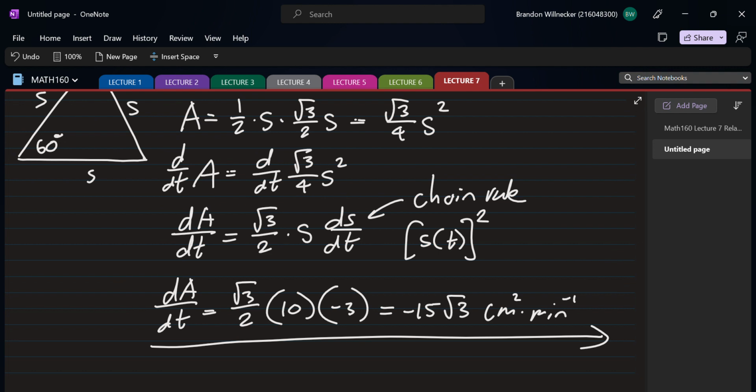Okay, so this is fairly similar to one of the tutorial problems, finding the rate of change of the area given the change in the side length or given the change in one of the interior angles. Okay, so please have a look at that tutorial problem if you want some more practice with these shape type problems.